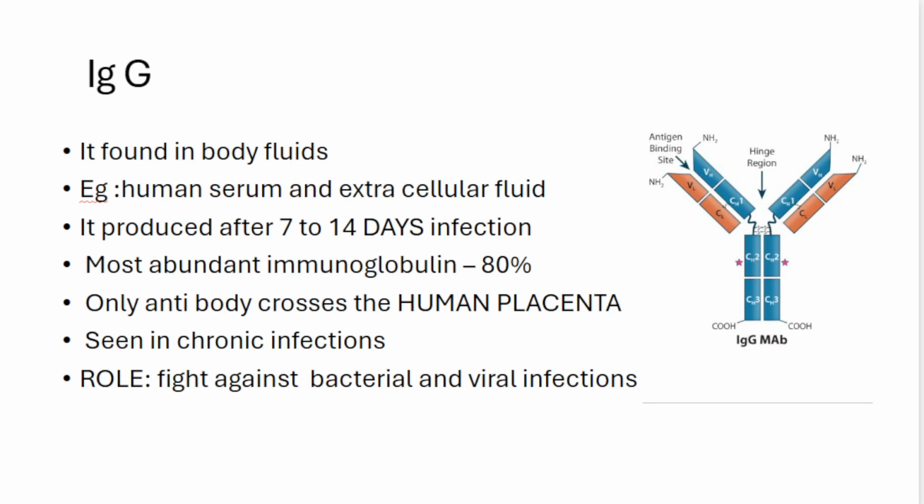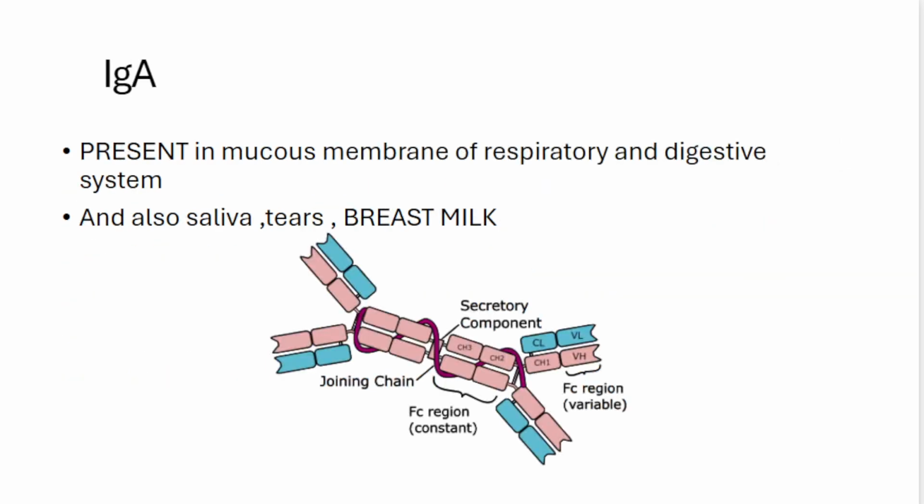Next we will see IgA. IgA is present in the mucous membranes of the respiratory and digestive systems, and also in saliva, tears and breast milk. If they ask which immunoglobulin is present in breast milk, the answer is IgA. So this is our IgA.